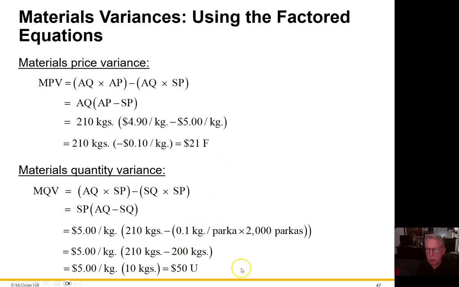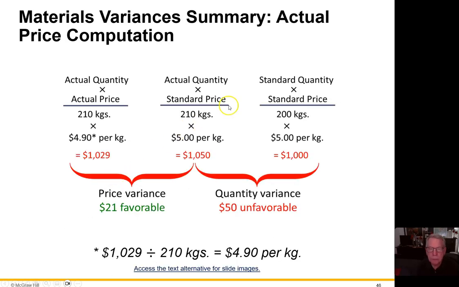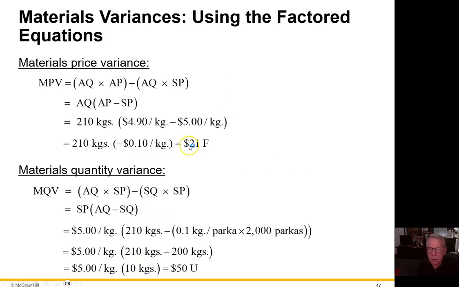Same thing with the materials quantity variance. Here we take the actual quantity times the standard price. That's what's in the middle here. And we subtract out the standard quantity times the standard price to get to the variance of $50 unfavorable. Okay, same calculations, just using equation format instead of a more graphical format.